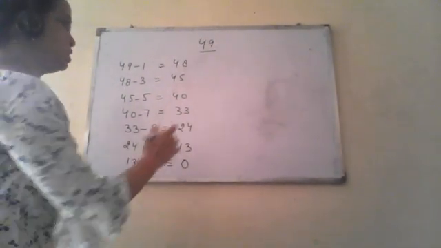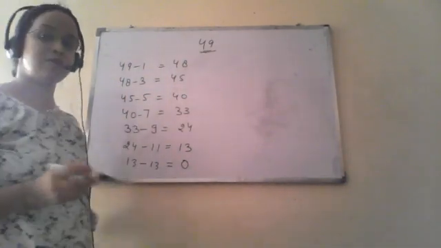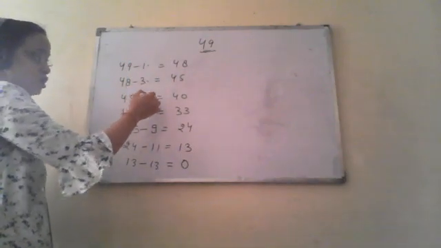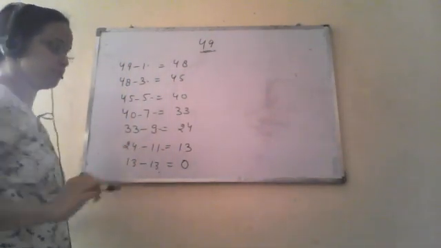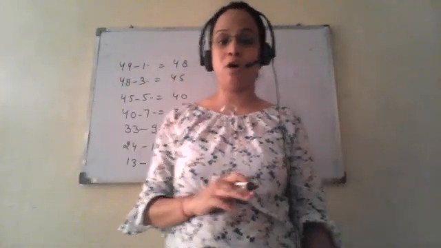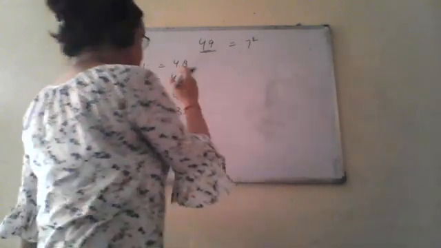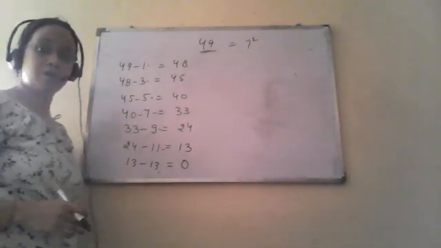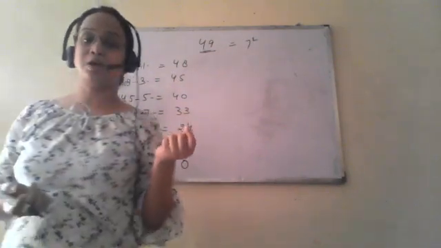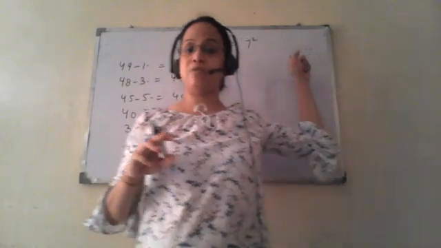It means that this 49 can be expressed as a sum of successive odd numbers. And how many successive odd numbers were there? This is 1, 2, 3, 4, 5, 6, 7. So it was the sum of the first 7 successive odd numbers. So it is a square of 7. So you should subtract these successive odd numbers from a number, and if the resultant is coming as 0, that means this particular number can be expressed as a sum of successive odd numbers. So this number will be a perfect square.